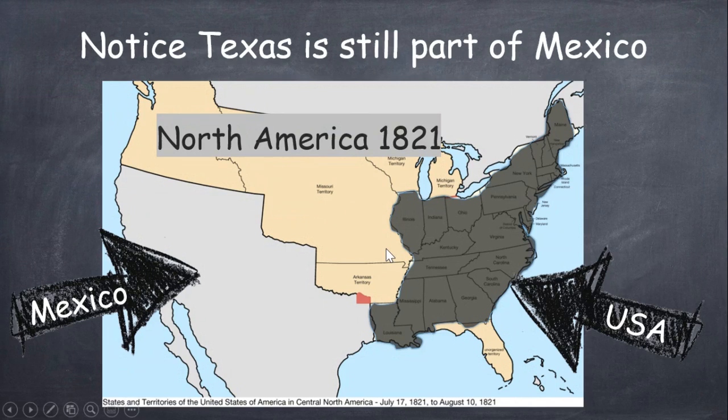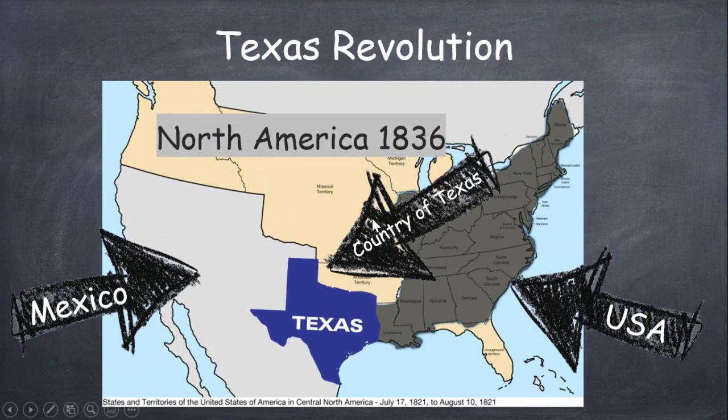Texas is still part of Mexico. Remember, that's what I just said. So Texas right here is still part of Mexico. Then the Texas Revolution happens in 1836, right? All of a sudden, Texas becomes its own country. There's the country of Texas. We still have the United States over here, dark gray, so the United States didn't change. Mexico lost this big chunk of land, which was Texas. So now we have the country of Texas in 1836.